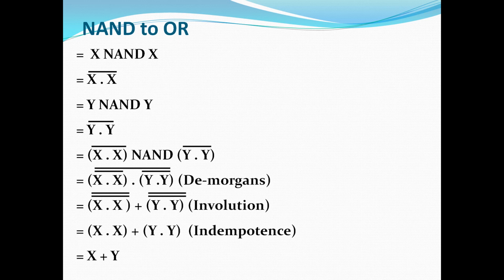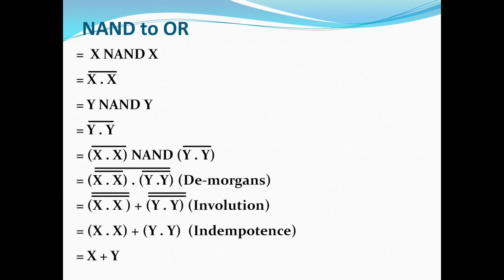Then apply the involution law. Why use the involution? What is the involution law? Involution law states that x double dash equals x, y double dash equals y. Here x dot x double dash is there, y dot y double dash is there, so it's possible to remove the double dash. Any Boolean function where a double dash comes, both the dashes can be reduced. So output will be x dot x plus y dot y.